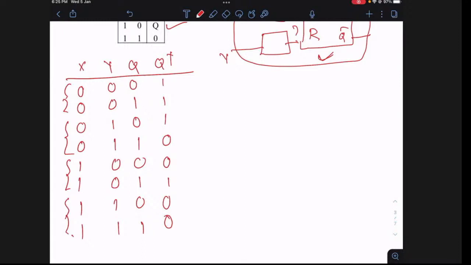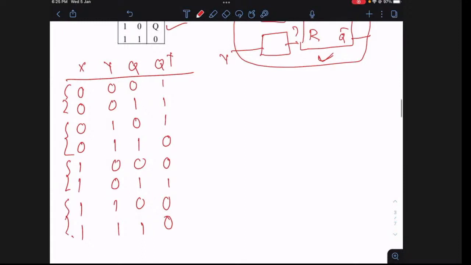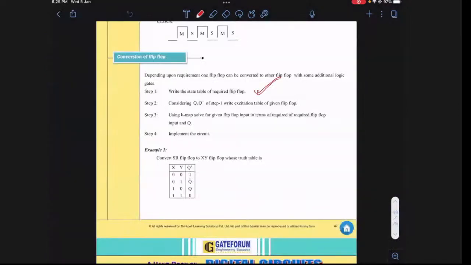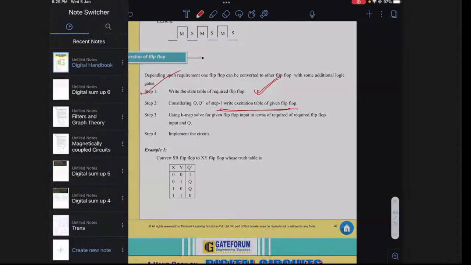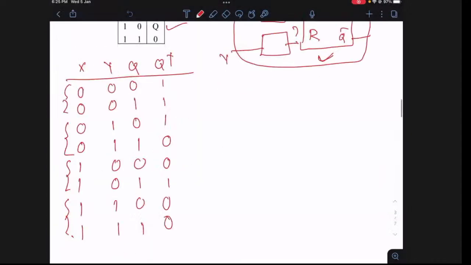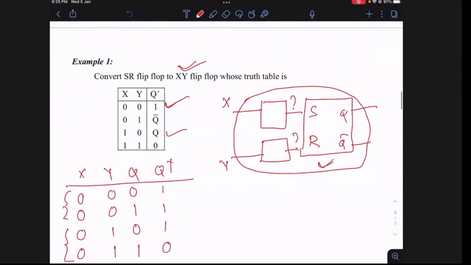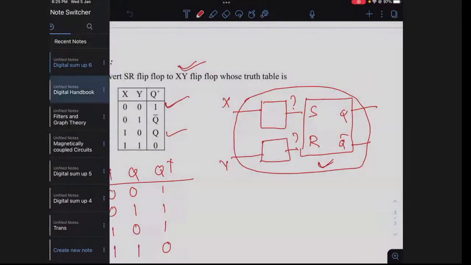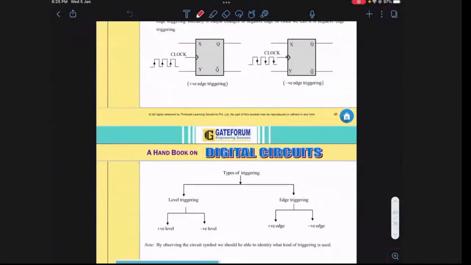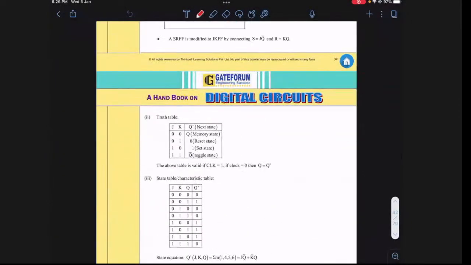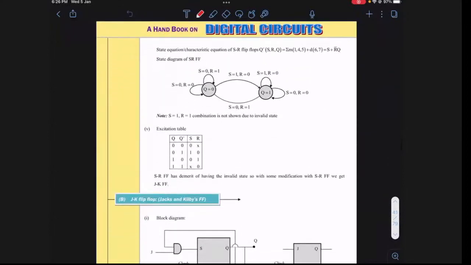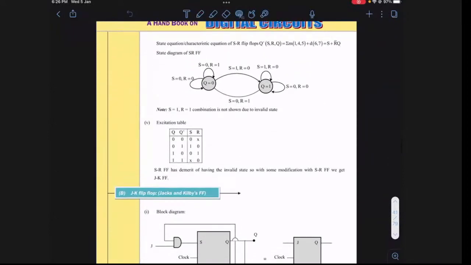Then the second step. This step is over. Step 2: considering Q plus of step 1, write the excitation table of the given flip-flop. So you have to make use of the excitation table of the given flip-flop. Which flip-flop is given? SR flip-flop is given. That's why I was telling you, memorizing all the tables of the standard flip-flops is mandatory. So you need to refer to this.